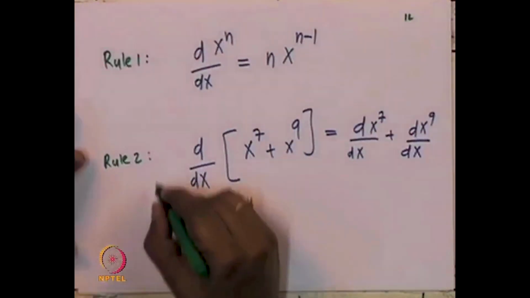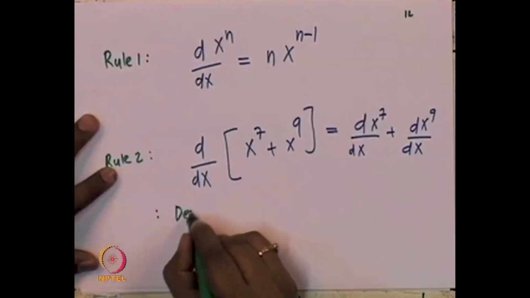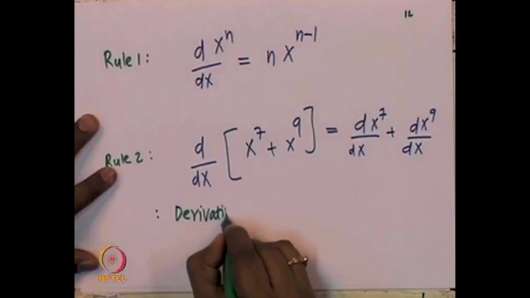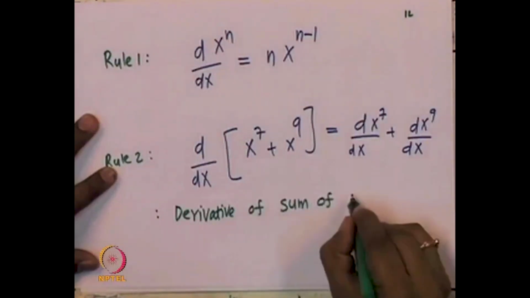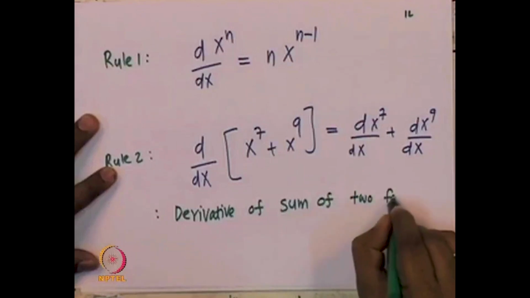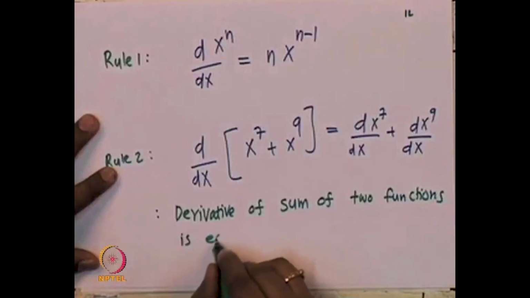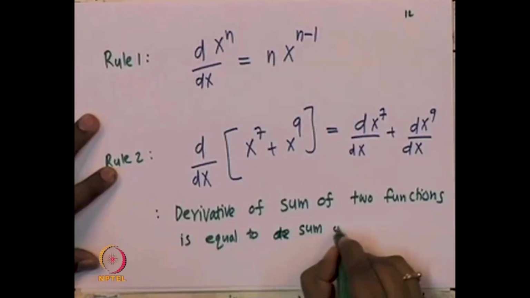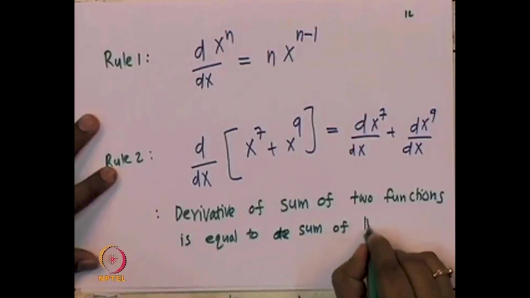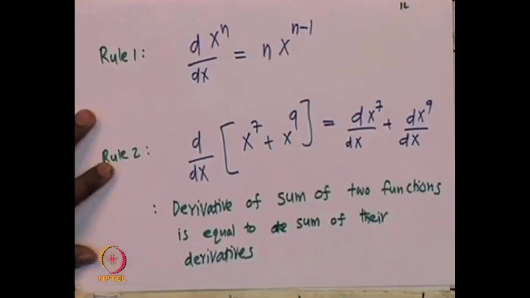If I write this rule in words, it says the derivative of the sum of two functions is equal to the sum of their derivatives. So, this is what we saw.